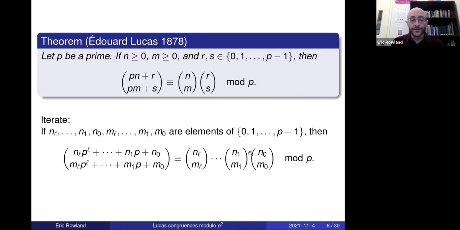All right, and if you iterate this, you can think of writing two numbers in base P. If the base P digits are N0 through NL and M0 through ML, then you can iterate this and break it up into pairs of base P digits, form a binomial coefficient for each one, and multiply them all together, and that gives you the value of this big binomial coefficient modulo P.